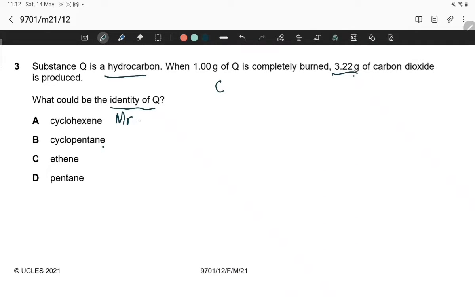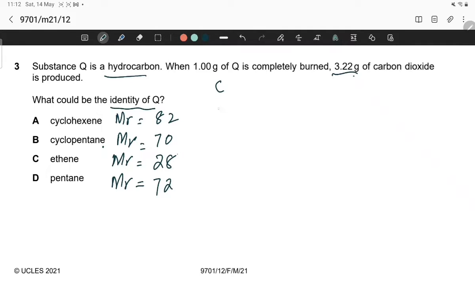MR of cyclohexene is 82. MR of cyclopentane is 70. MR of ethene is equal to 28. MR of pentane is equal to 72.